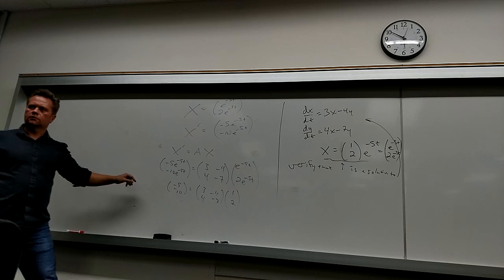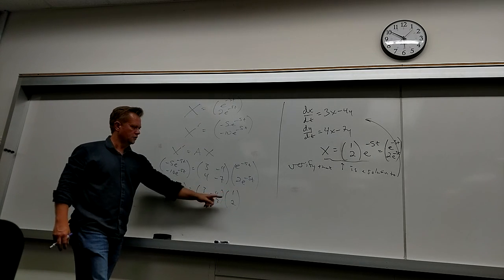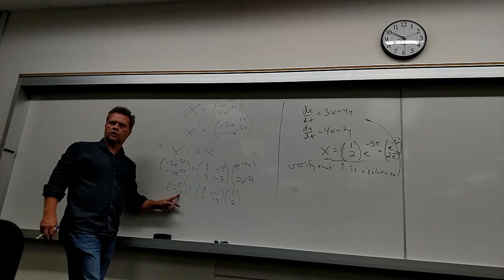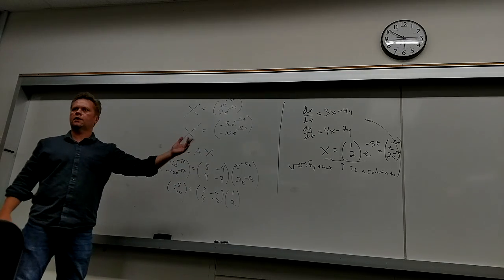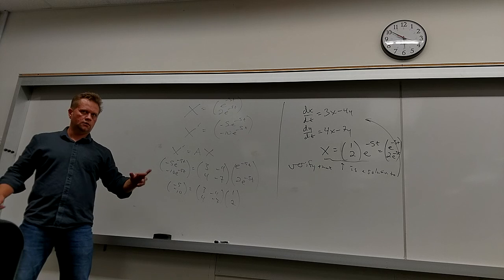Is that true? Yeah. 3 minus 8 is negative 5. 4 minus 14, negative 10. Check. Because the e's would have just come for the right anyway, so mathematically, there's a second way to look at why they just get out of the way.